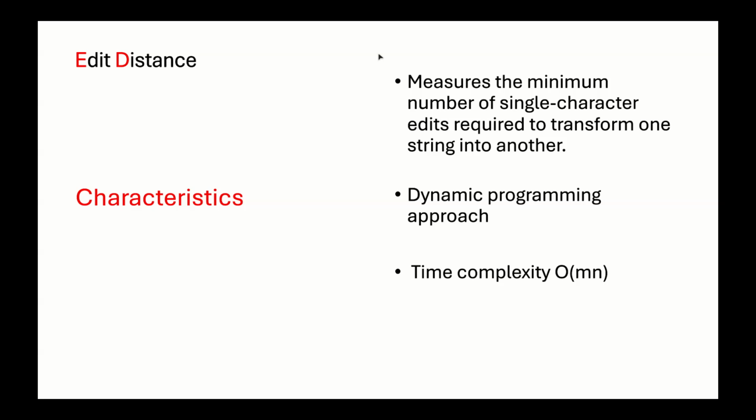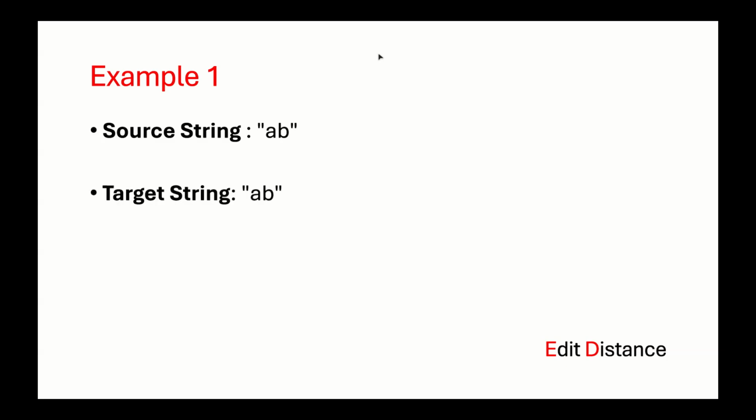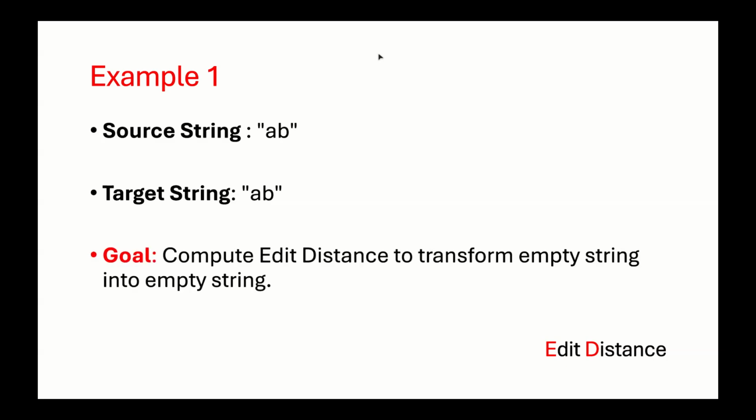It has a time complexity of O of m times n, where m and n are the length of the source and target strings. Let's see an example. We have a source string that is AB, and we want to transform it into our target that is AB as well. Our goal will be to compute how many changes or edits we need to perform to make this transformation.